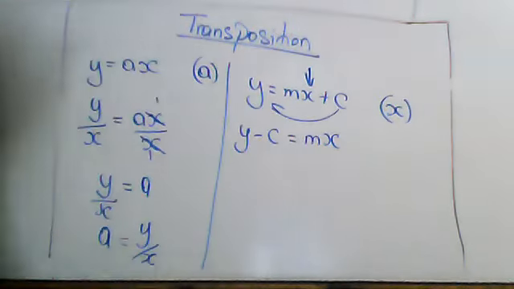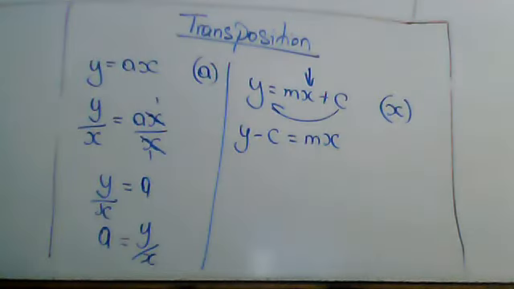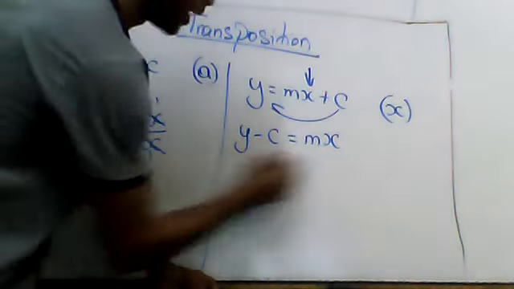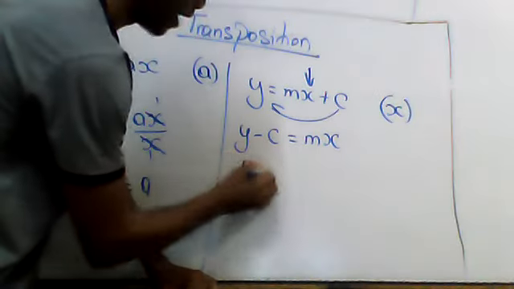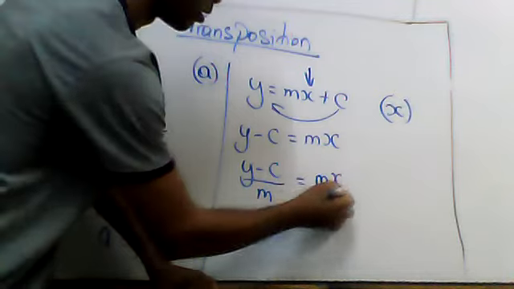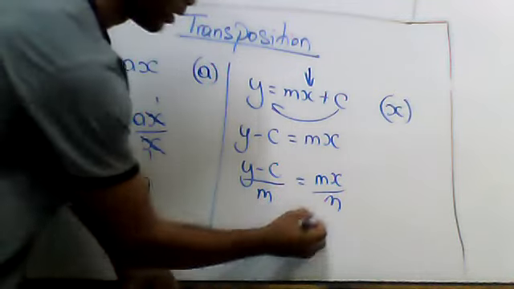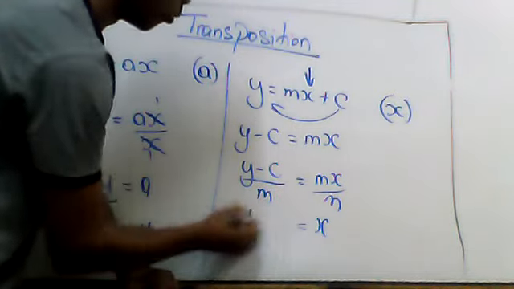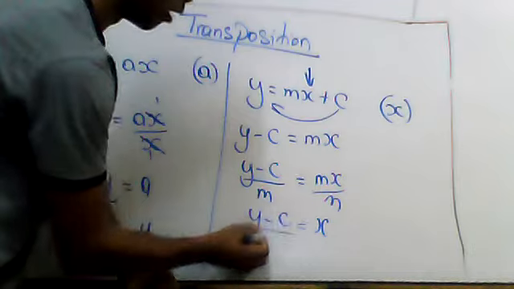What's the next step? Divide both sides by m. So we have y minus C over m is equal to mx over m. So x would be equal to y minus c all over m.